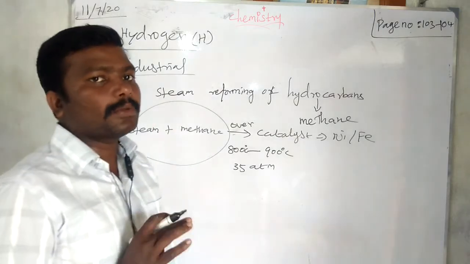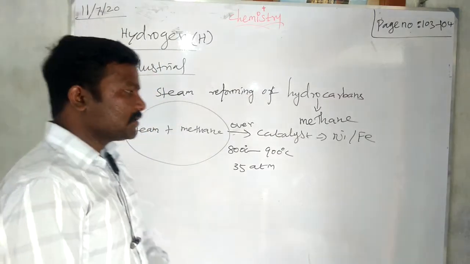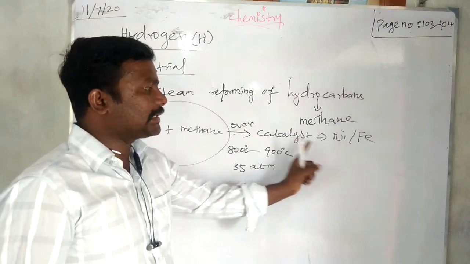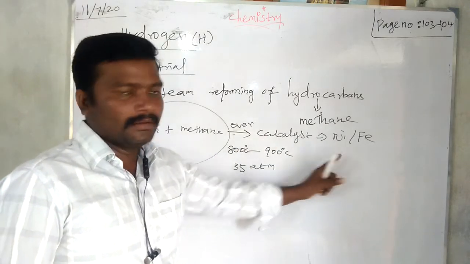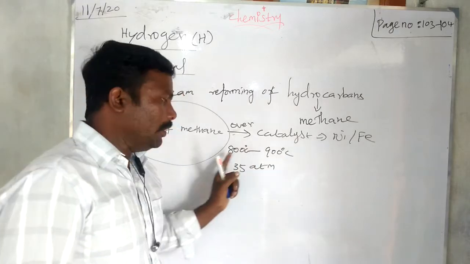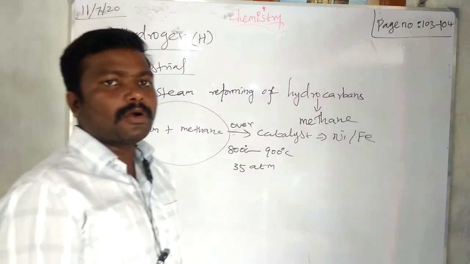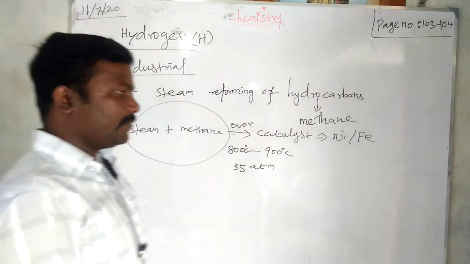All these conditions we have to write in the equation, my dear students. So steam and methane mixture is passed over the catalyst like nickel or iron with the temperature 800 degrees Celsius to 900 degrees Celsius. Pressure we have to maintain at 35 atmosphere.